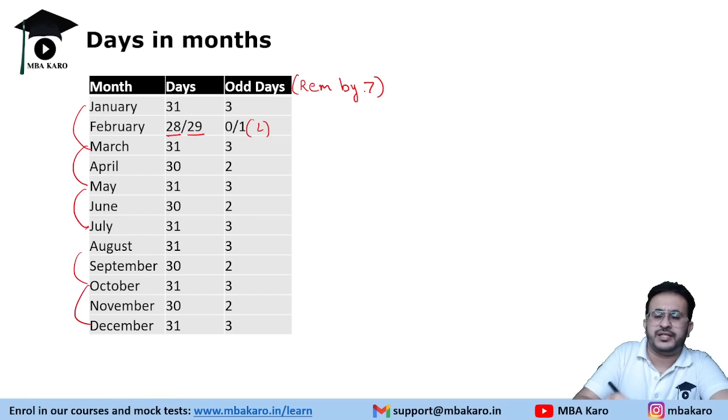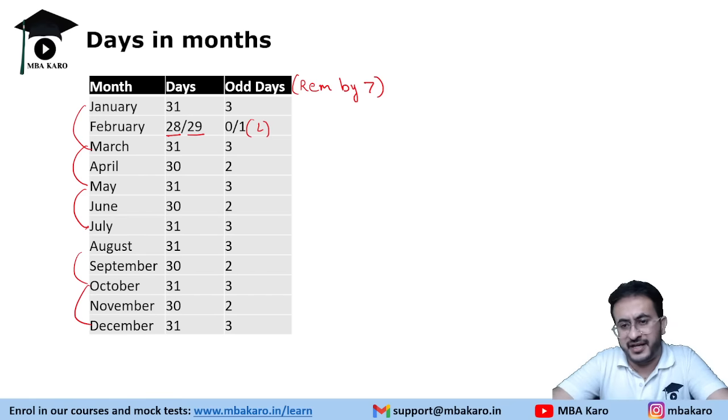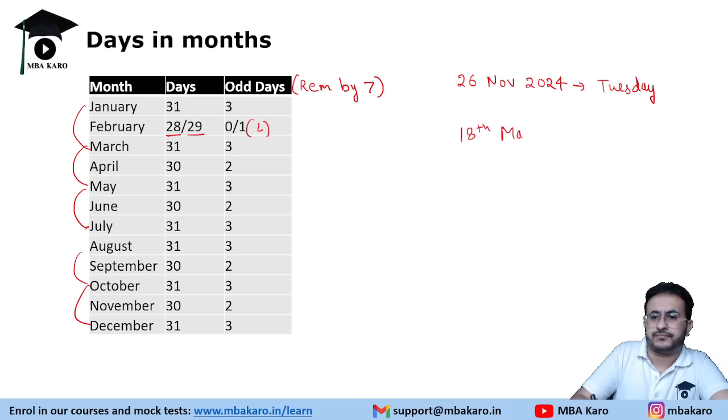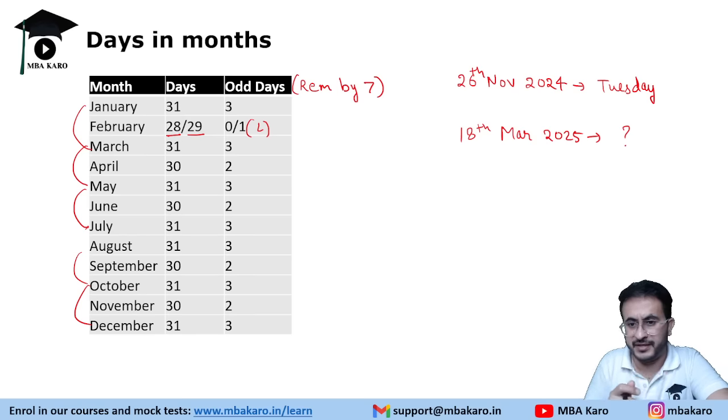Now odd days is remainder by 7. So in the entire process, we will be finding remainder by 7 and adding it. Now how to use this is, let us say we were taking that 26th November 2024 is a Tuesday, right? Suppose I need to find what will be the day on 18th March 2025. Suppose I have to find what will be the day on 18th March 2025. Okay, so we will use this table now and understand how to calculate the days.